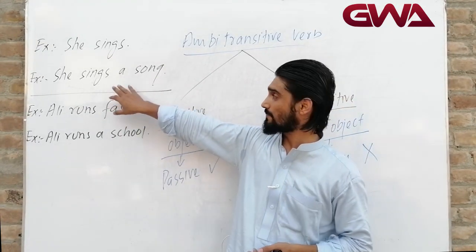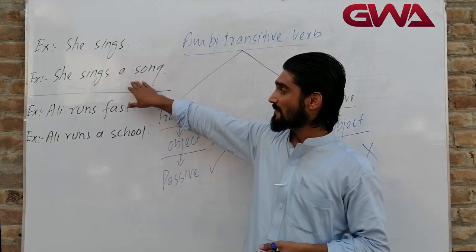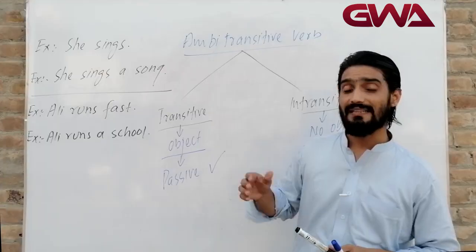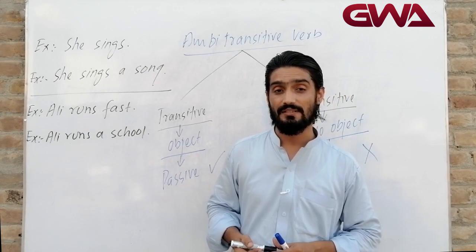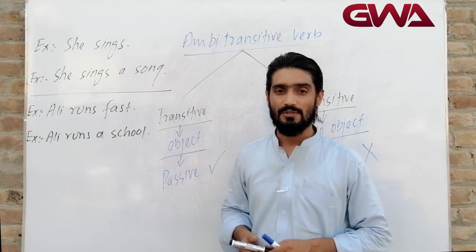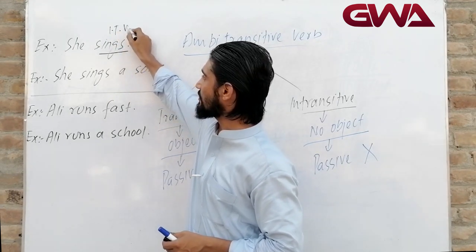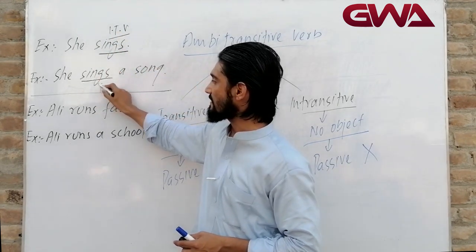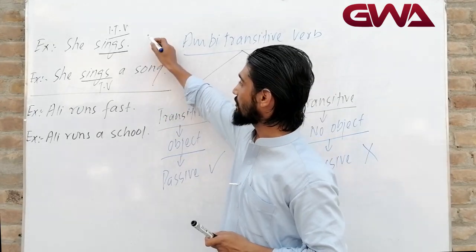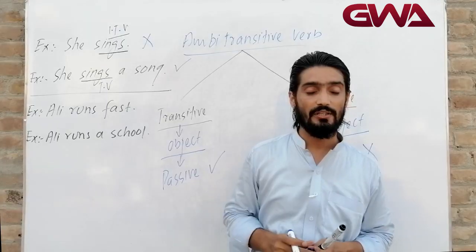Here are the examples. She sings, and she sings a song. In the first example, there is no object after sings, and in the second example, there is an object, a song. So, in the first example, sings is an intransitive verb, while in the second example, it is a transitive verb. So, the first one cannot be changed into passive voice, while the second one can.